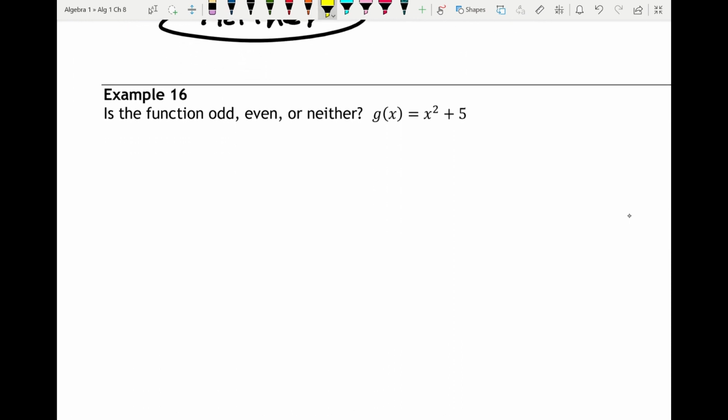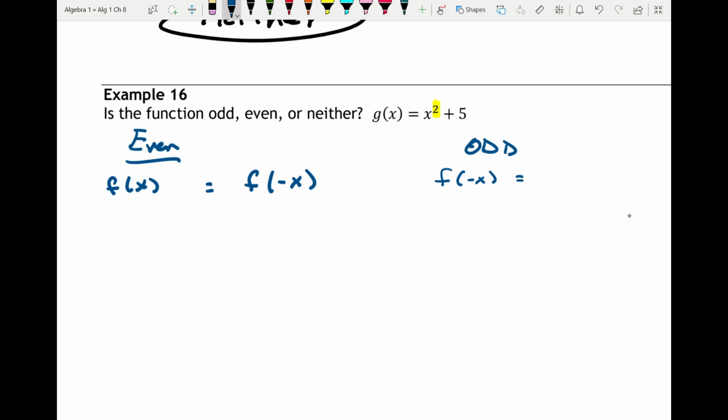Again, looking at the exponent, there's an exponent of 2 there. That's kind of interesting. We want to see, is it even? That's going to be if f of negative x equals f of x. Oh, and you know what? Last time I wrote it backwards. I'm going to write it the other way too. f of x equals f of negative x. So I want to see, is it even or is it odd? The test for odd is if f of negative x equals negative f of x.